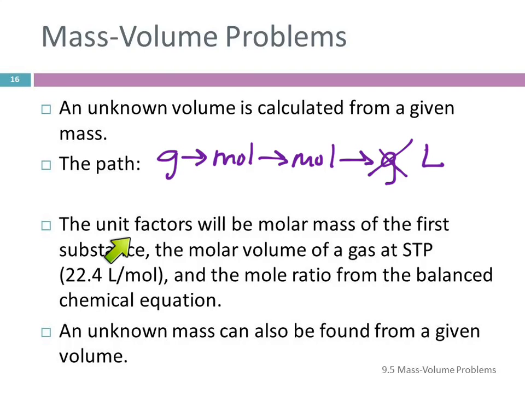So unit factors, for the gram-mole conversion, it's going to be the molar mass. For the mole-mole conversion, it's going to be the mole ratio from the balanced chemical equation. And for the moles to liters of gas, the only way we're able to do that is at STP using 22.4 liters per mole, the molar volume of the gas. Now this can also be done in reverse. You could be given the volume of gas, convert to moles of the other thing, and come up with a mass. So we need to be a little flexible.